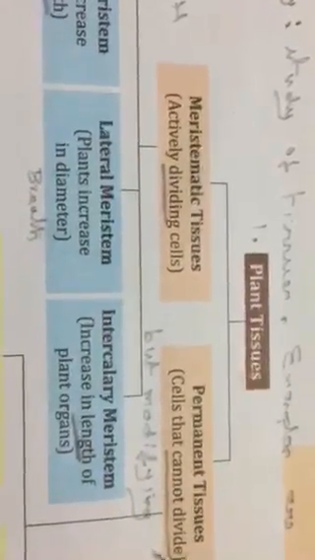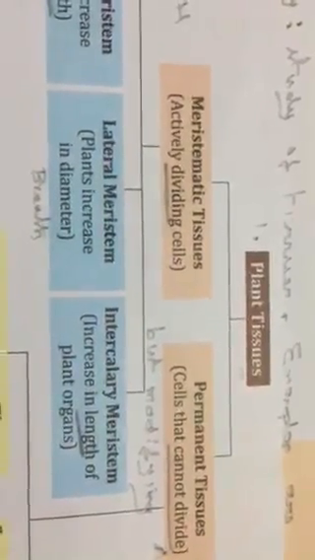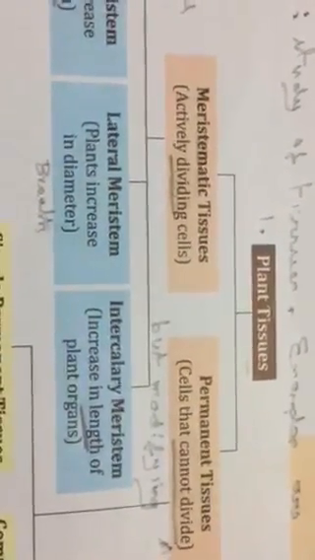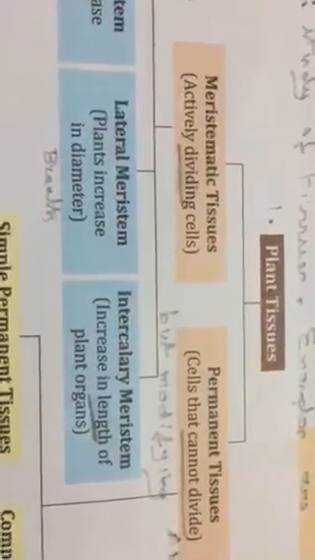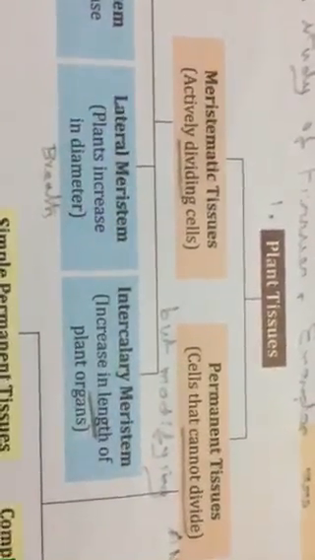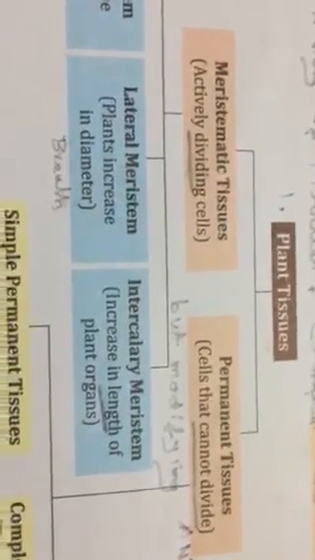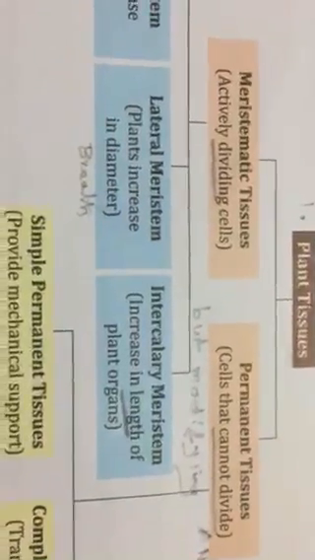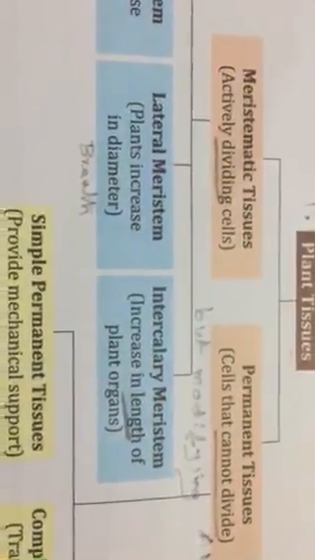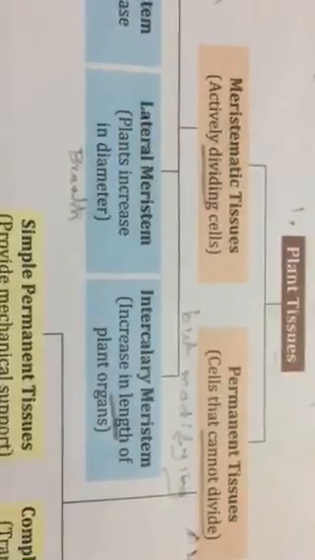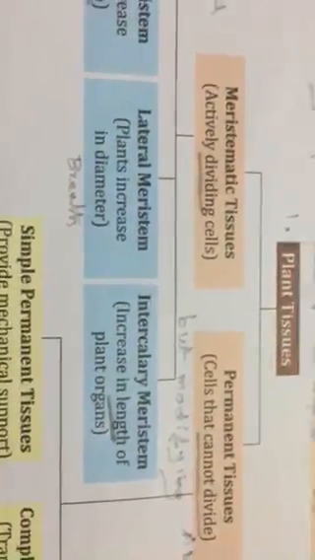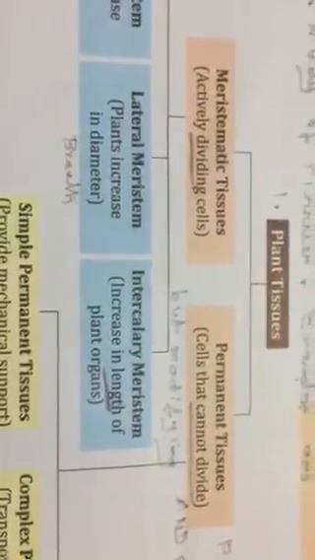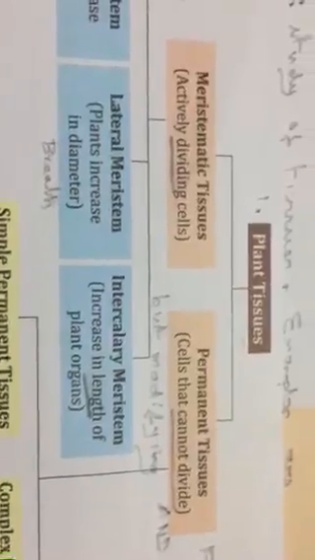Yes, plant tissues are divided into meristematic tissue and permanent tissue. Meristematic tissues are dividing cells and permanent tissues are modified cells. When you go to higher class, you will study differentiated cells. But permanent cells are derived from meristematic cells. Then that is the first level of the flow chart.